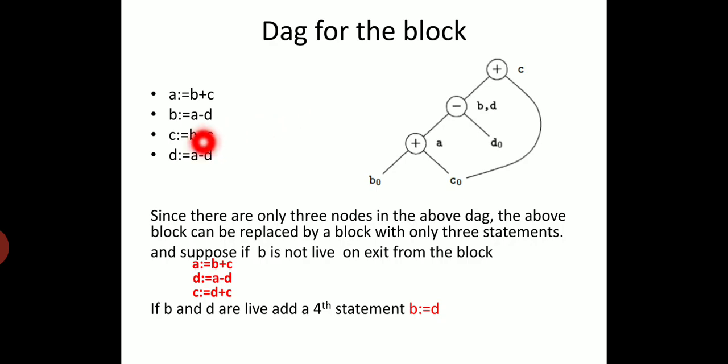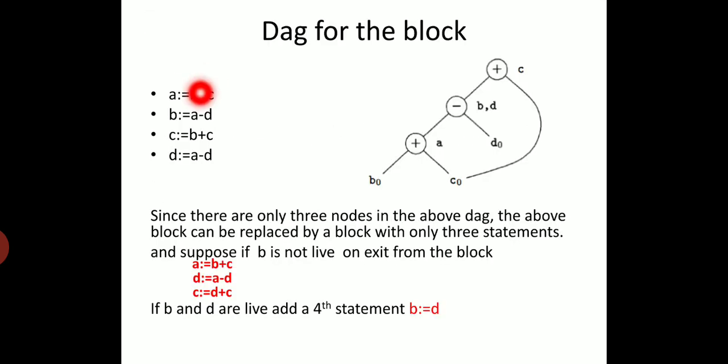a equal to b plus c, b equal to a minus d, c equal to b plus c, d equal to a minus d. Initially b and c occur, so they get nodes, with their values denoted b0 and c0 as the initial occurrences. The operation will be a node, and for each statement there will be a node. Corresponding to the first statement a equal to b plus c, the node is plus. The result is stored in a, so that plus node is named a, and its children are b0 and c0.